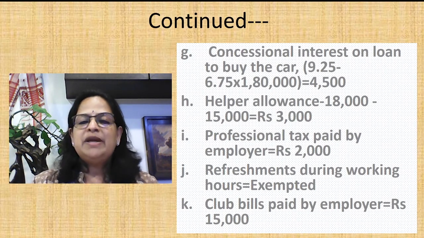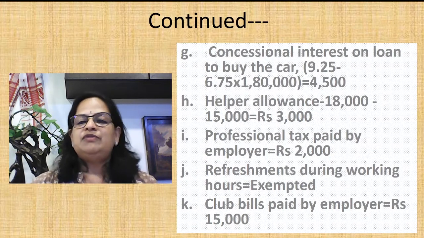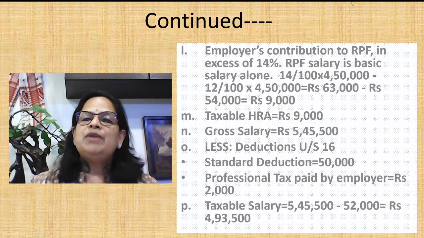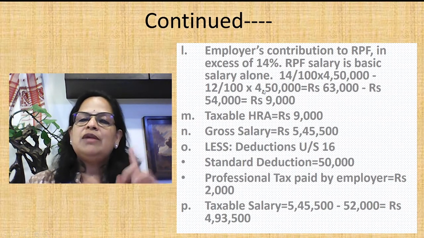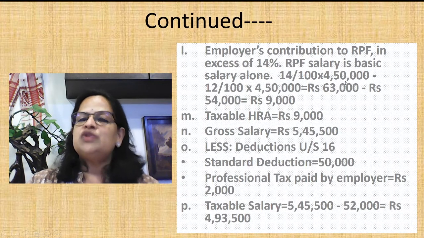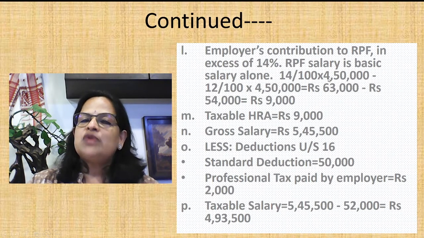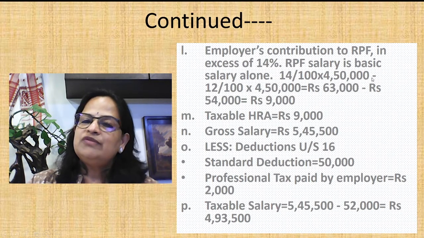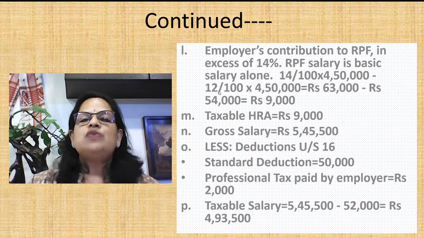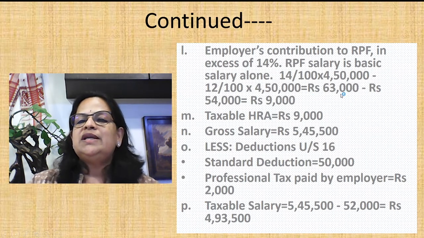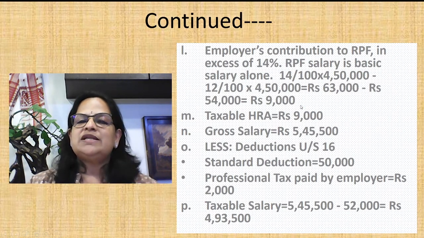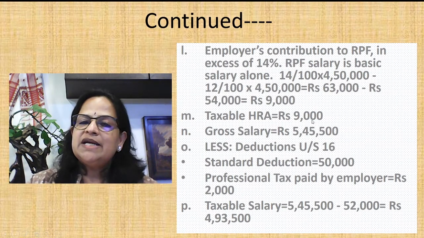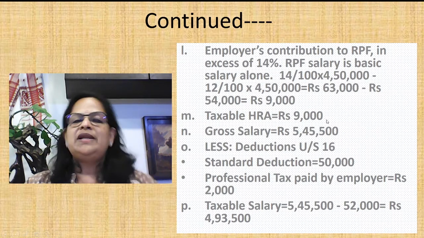Club bills paid by employer completely taxable 15,000. Employer's contribution to RPF in excess of 14%. Now how you calculate 14%? Basic salary alone. There is no DA which is entering into retirement benefits. So calculate 14% of 4,50,000 minus 12% of 4,50,000. That is 63,000 minus 54,000. 9,000 will be taxable. Now taxable HRA is 9,000. I am going to explain in the next slide.